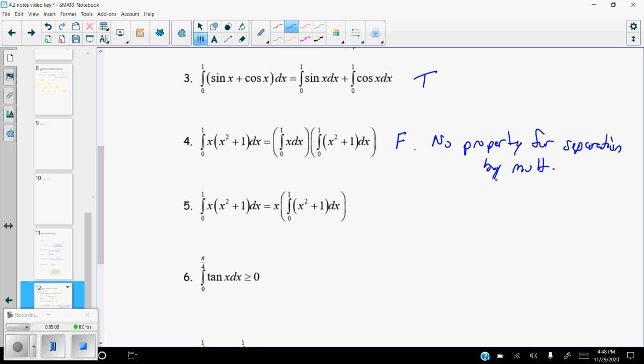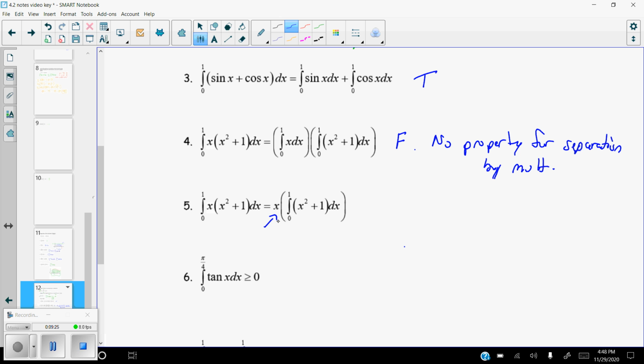Okay, so let's look at number 5. The integral from 0 to 1 of x squared plus 1 dx. Well, then maybe I can just pull the x out to the front and then just do the integral of x squared plus 1 dx, except for the fact that this is not a constant.